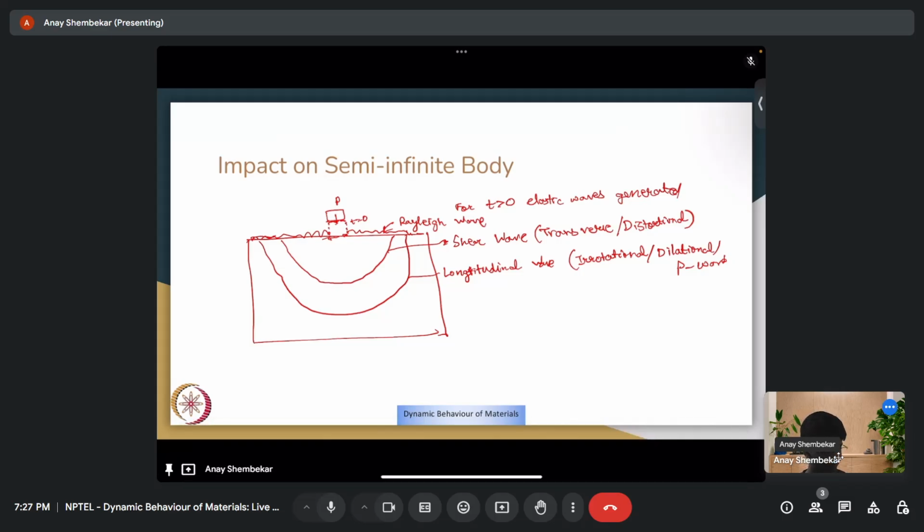Apart from this, we can also see other types of waves depending on the material, specifically the Stoneley wave, which is also called the interfacial wave. It occurs between two semi-infinite media. And then there are also the Lamb waves, which occur in layered media, or something like plates, where you have a surface on both top and bottom. So there is a series of infinite number of Lamb waves generated.